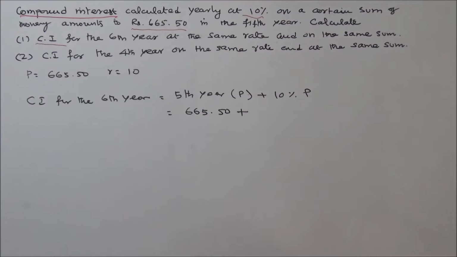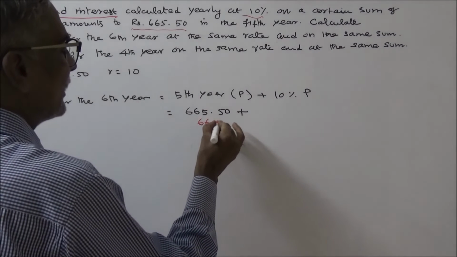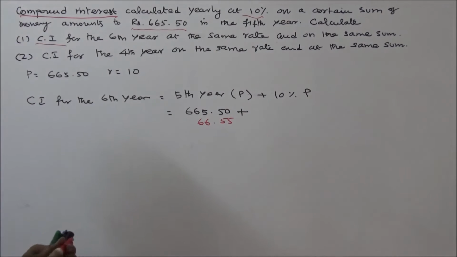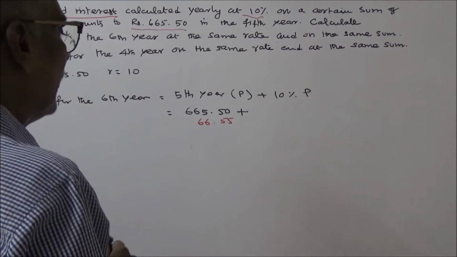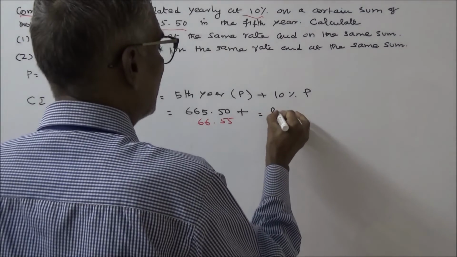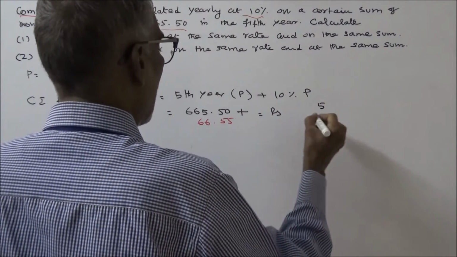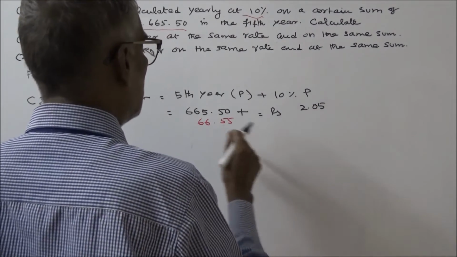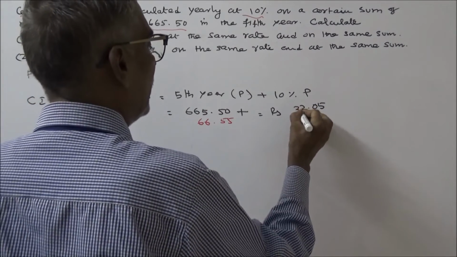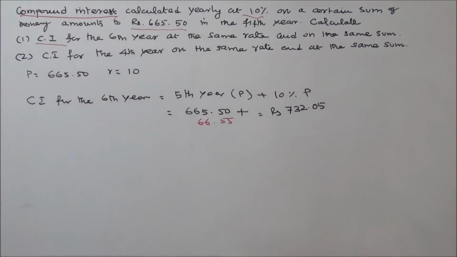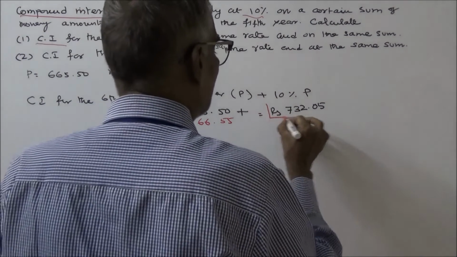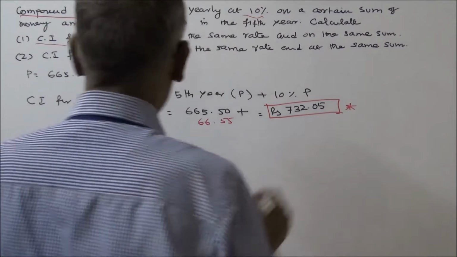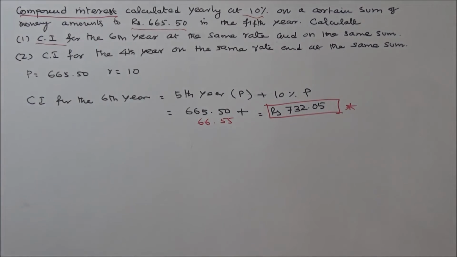What is the value? That is 66 rupees 55 paise, 66.55. So the sum is 665.50 plus 66.55, which is rupees 732.05. That is this amount. So this is the compound interest for the 6th year.